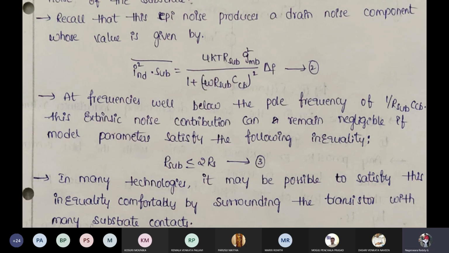this extrinsic noise contribution can remain negligible if the model parameters satisfy the following inequality: R_substrate is less than or equal to 2 times the source resistance. In many technologies, it may be possible to satisfy this inequality comfortably by surrounding the transistor with many substrate contacts.